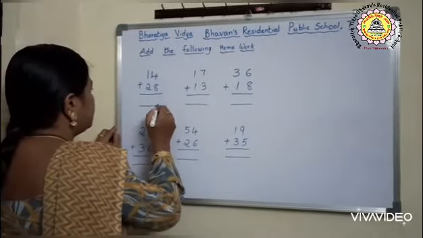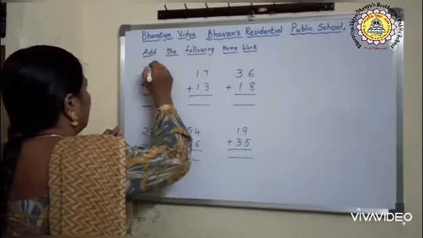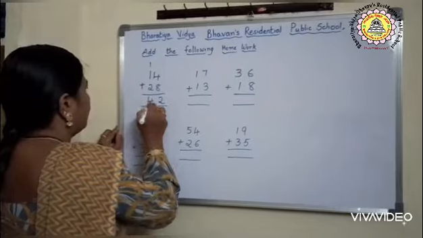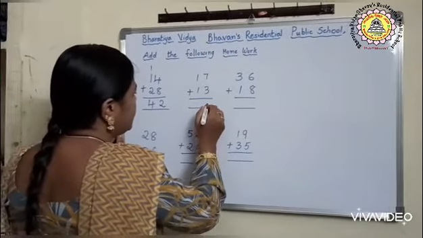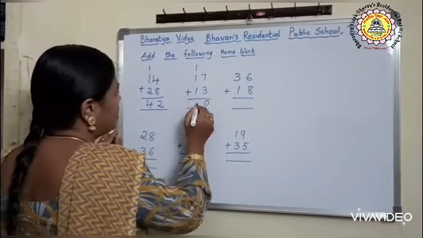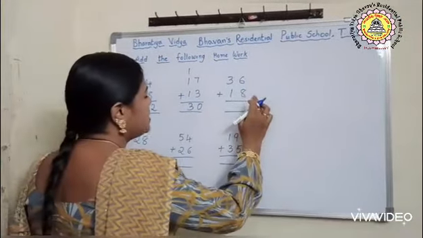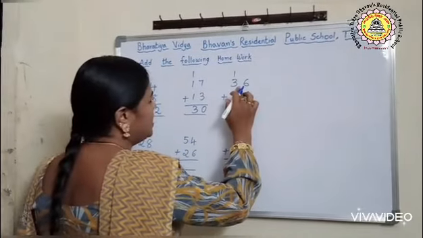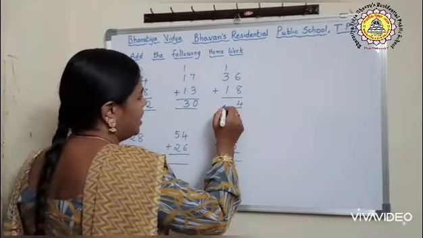4 plus 8 is equal to 12. 1 plus 1 is 2, 2 plus 2 is 4. 7 plus 3 is equal to 10. 1 plus 1 is 2, 2 plus 1 is 3. 6 plus 8 is equal to 14. 1 plus 3 is 4, 4 plus 1 is 5.